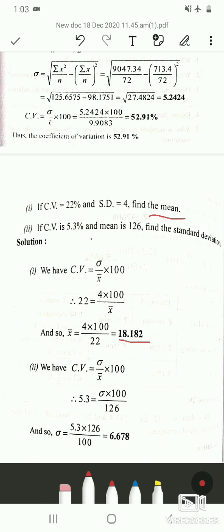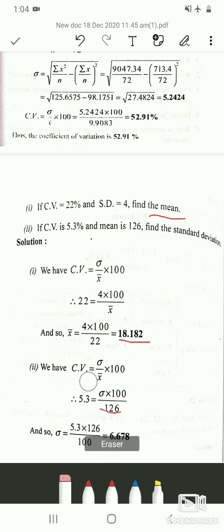In the second question they have given the value of CV and the value of mean and you have to calculate SD. CV is 5.3 and mean is 126. So 5.3 into 126 divided by 100 gives your standard deviation value, which is 6.678.